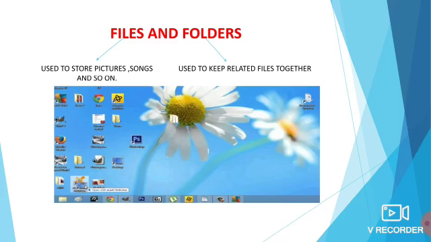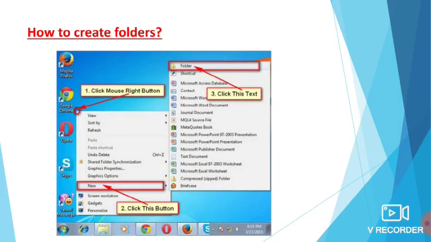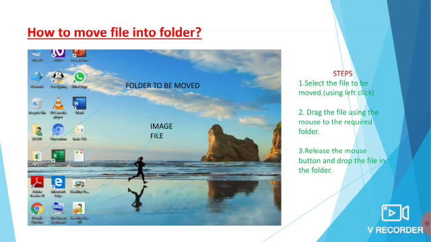Now we are going to see how to create folders in the computer. First, you have to right click on your mouse button on the desktop empty space. After clicking that, you can see the option New. You have to click that. After that you will see a dialog box with menu options. The first one will be Folder. You have to click that. After clicking it, you can see that the folder has been created.